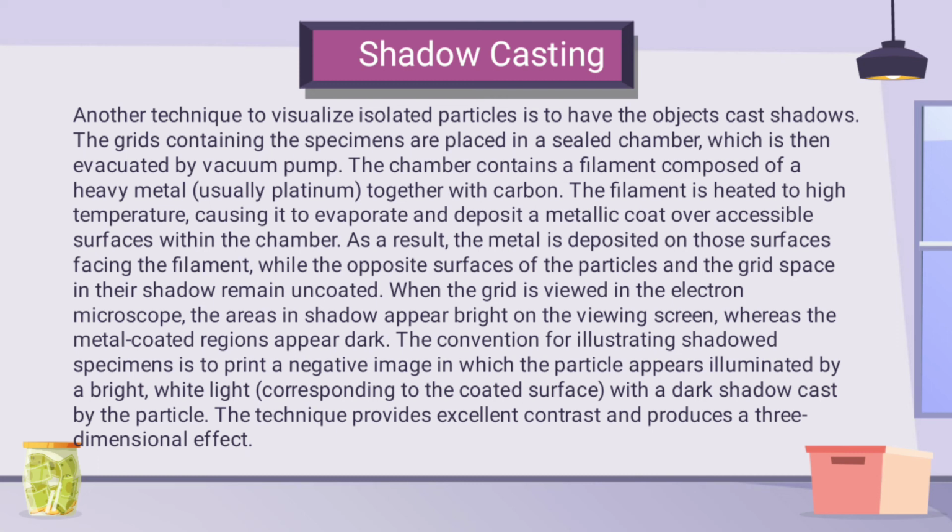the chamber. As a result, the metal is deposited on those surfaces facing the filament, while the opposite surfaces of the particles in the grid, in their shadow, remain uncoated. When the grid is viewed in the electron microscope, the areas in shadow appear bright on the viewing screen, whereas the metal-coated regions appear dark.